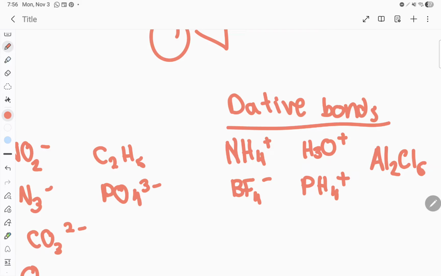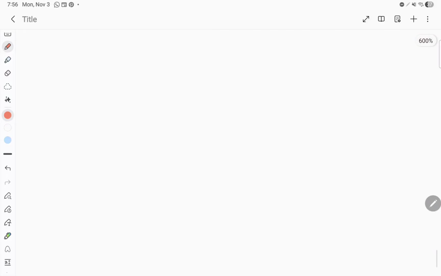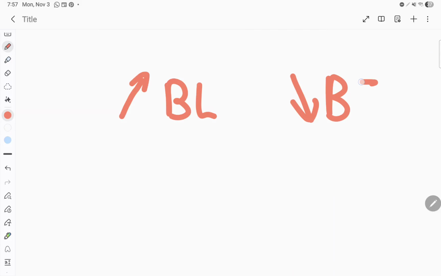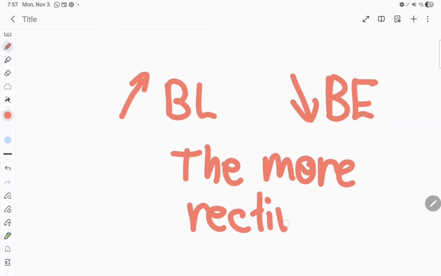And now I'm just going to talk about two more topics and solve a few CQDs about the last few topics. Now we have bond energy and length. All I'm going to tell you is the greater the bond energy, the lower the bond length. The lower the bond energy, the more reactive, because the lower the bond energy is, the more reactive the bond.